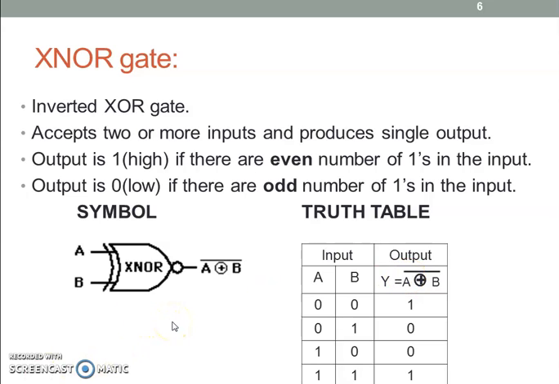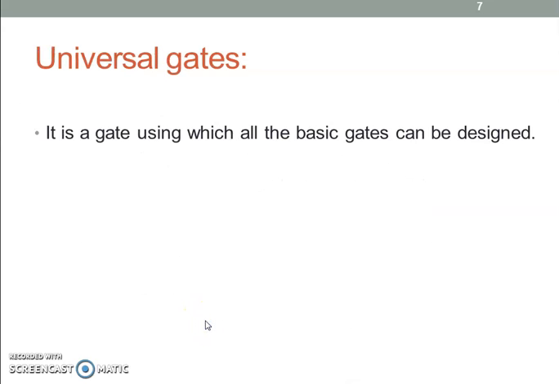Up to this point you studied the concept regarding the symbolic representation of different types of gates and the truth table. Then move on to the next concept, that is universal gates. Universal gates are the gates using which all the basic gates can be designed.